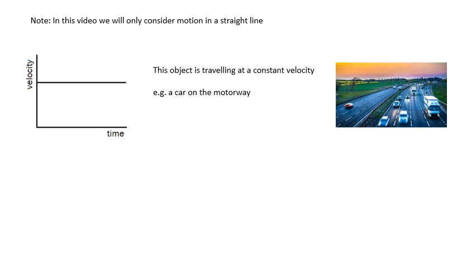So if an object is traveling at a constant velocity, then its velocity isn't changing. For example, a car on a motorway going at 70 miles an hour. So it's just going to be a horizontal line. That's the velocity time graph if it's going at a constant velocity.